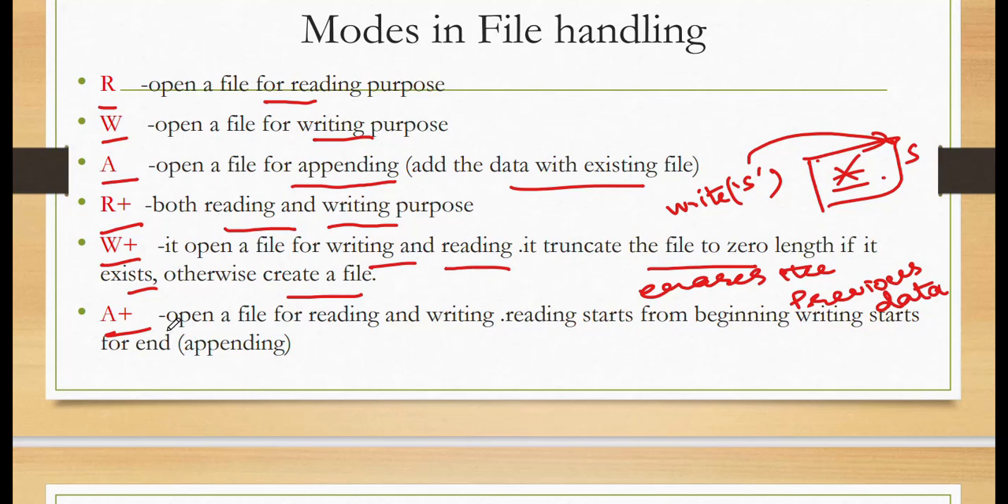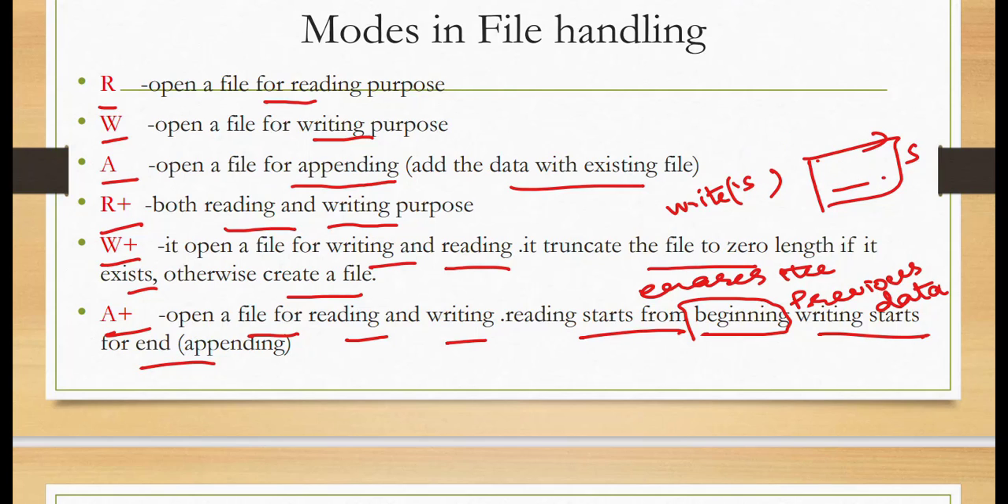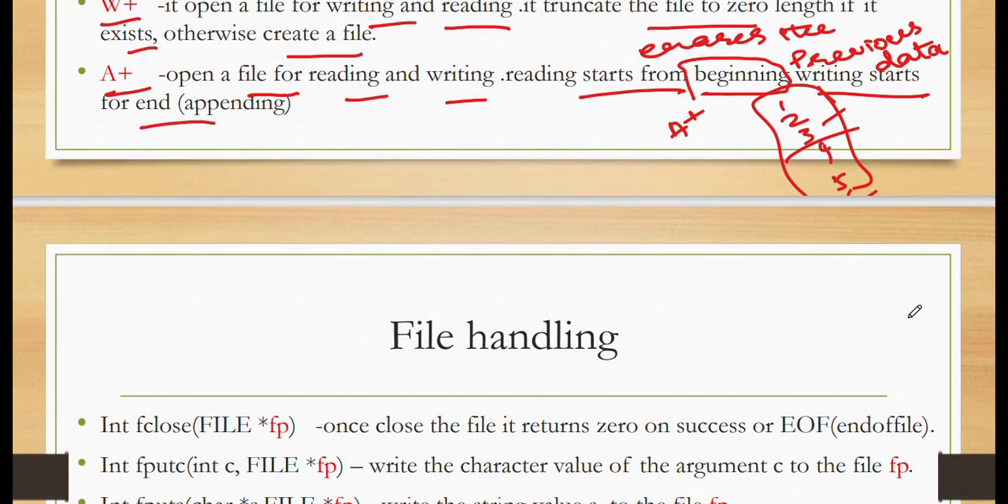A plus means open a file for reading and writing. Reading starts from the beginning, and writing starts from the end. So if I don't want to erase, I can use append. If 1, 2, 3 is there and I use append A plus mode, then the content 3, 4, 5, 6 will be added. So my existing data won't be erased and my new data is added inside the file.